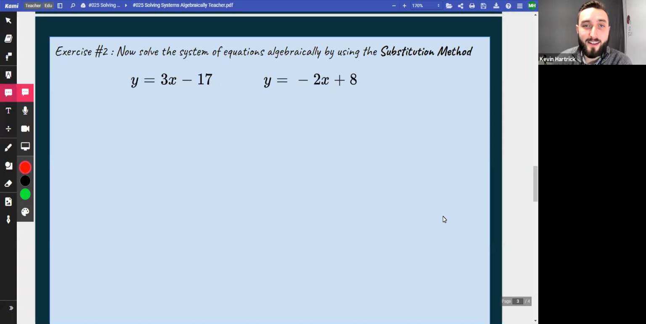All right, now that you guys have gotten a chance to try this a little bit on your own, let's take a look at another one. So exercise 2, solve the system of equations algebraically using the substitution method.